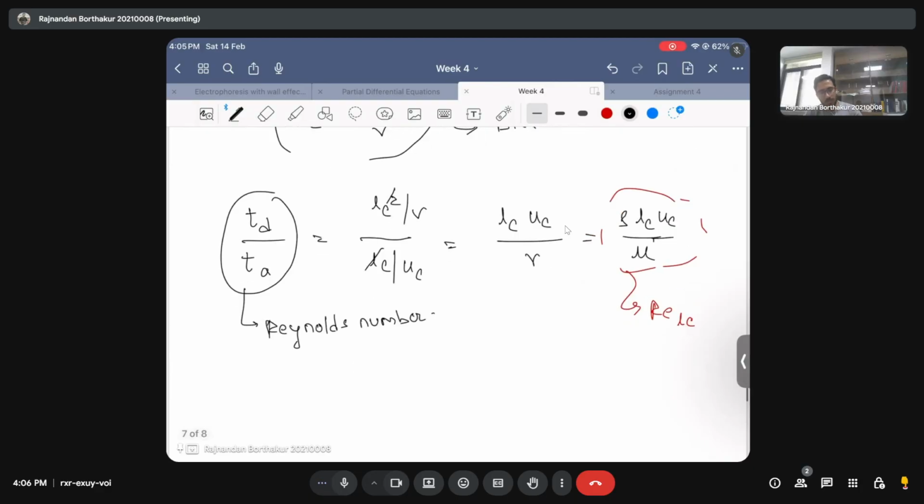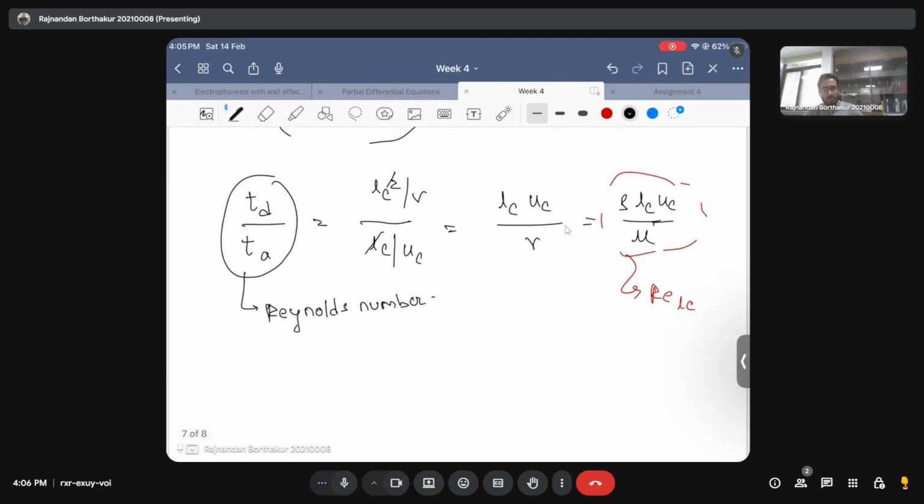So this means you can basically make a certain observation here. For example, if your Reynolds number is very large, this implies that your diffusion timescale is very much larger than your advection timescale, and this implies that your advection is the dominant mechanism. Okay, advection is dominant. See why this is the case?